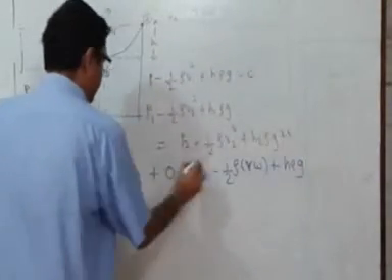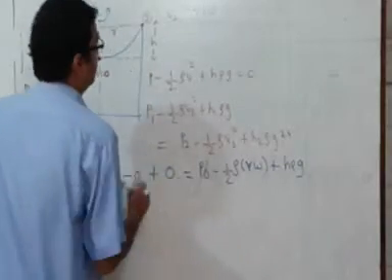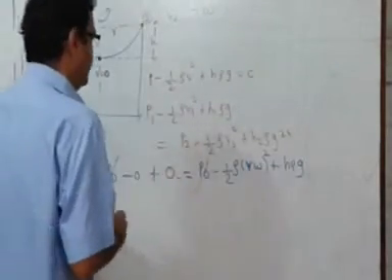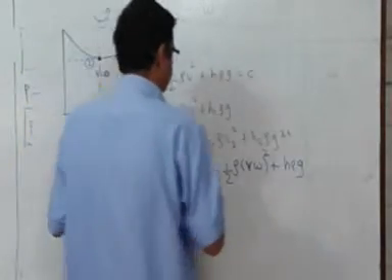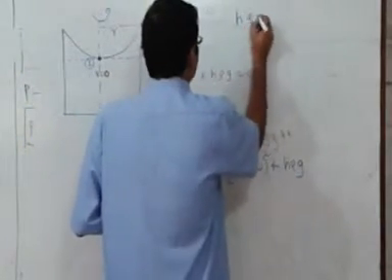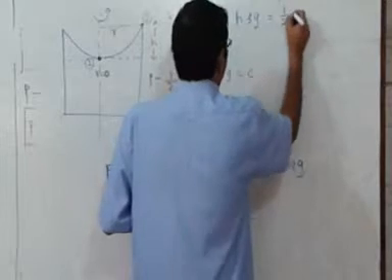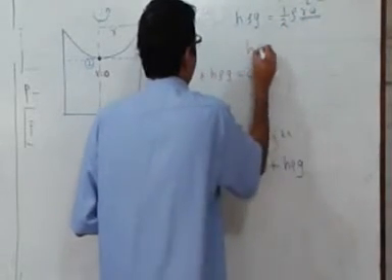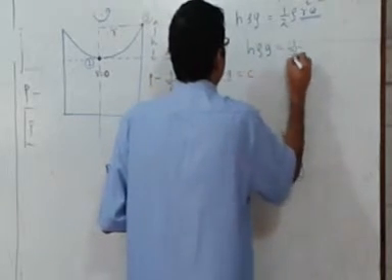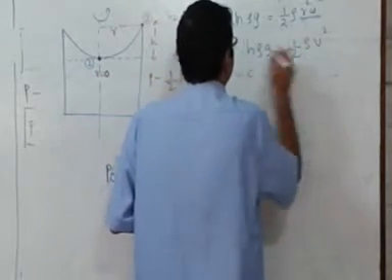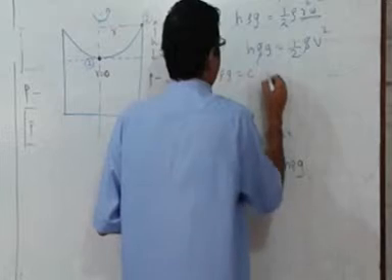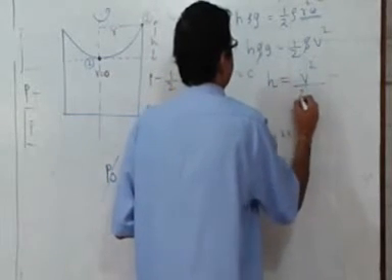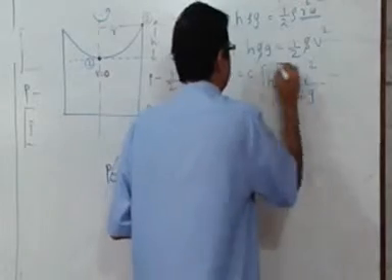See, P0 will cancel, the minus sign will come on this side, and what we will get is H rho G is half rho R square omega square. You can write R omega as V, and you will get H rho G as half rho V square. Rho will cancel, and you will get the regular equation. H is V square upon 2G.